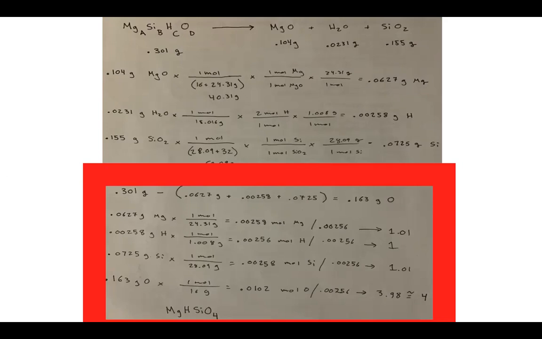And sometimes when you get these numbers at the end, they'll be off by 0.01, 0.02, 0.03. That's okay. If it's super close to a whole number, it is probably just due to rounding. Okay, and so that's how I knew it should have been Mg1, H1, Si1, O4.